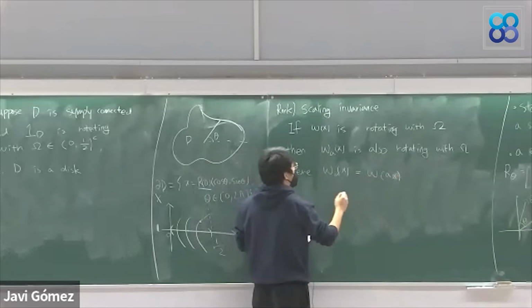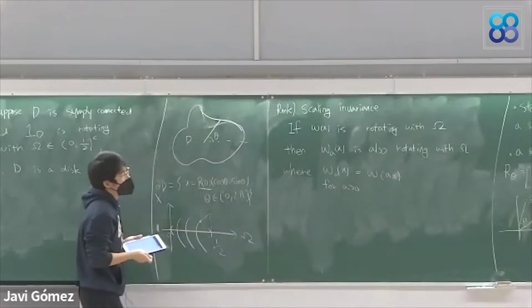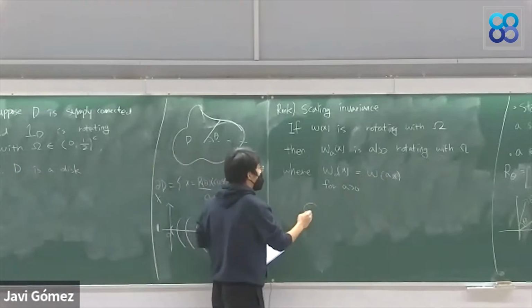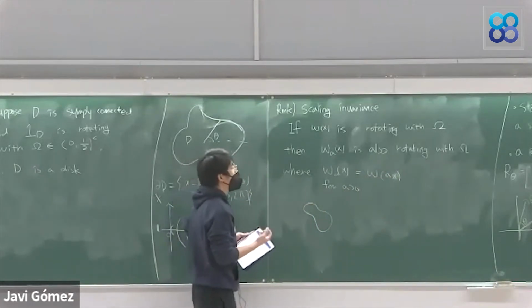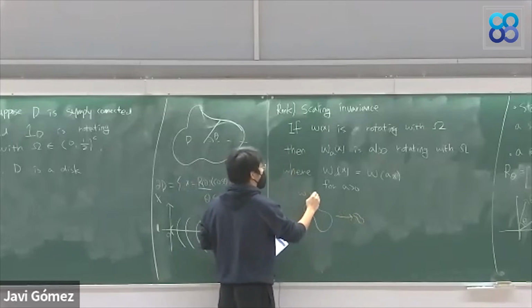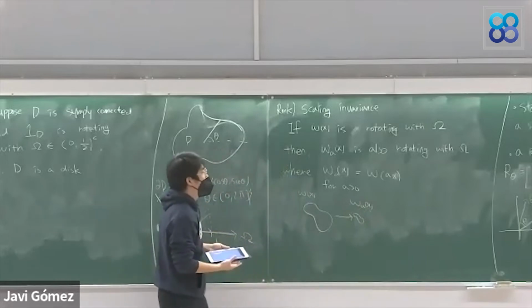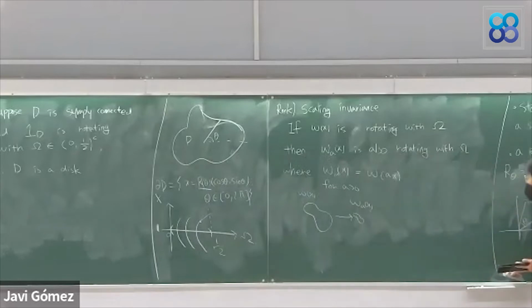Of course, here A is a positive constant, right? So if you pick a large A, and your domain looks like this, then for large A, your domain shrinks, right? But it's still a rotating solution with the same angular velocity. So the proof is very straightforward.